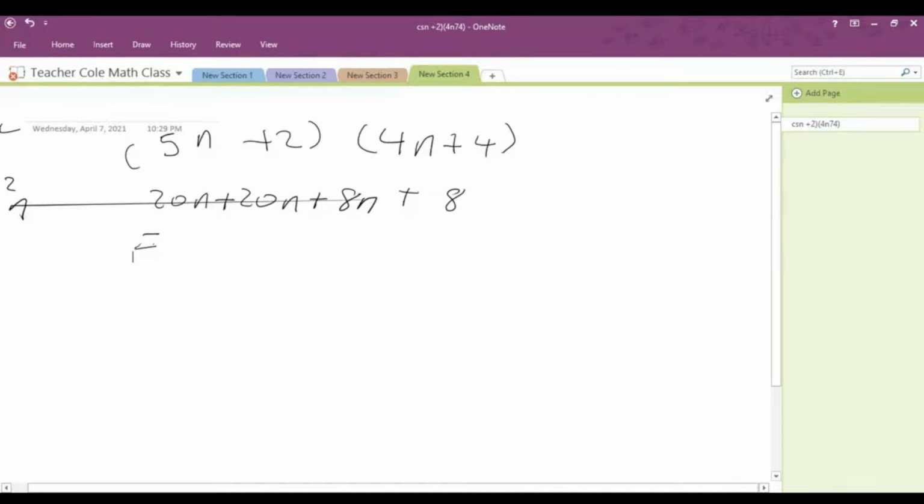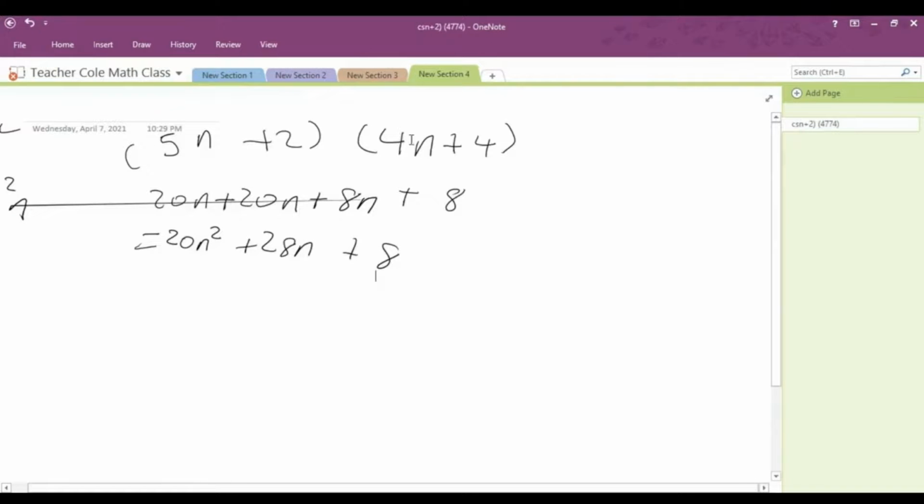Alright, and simplifying, because we have the 20n plus the 8n, what we will have here is 20n squared plus 28n plus 8. And that is the final answer for that fourth question.